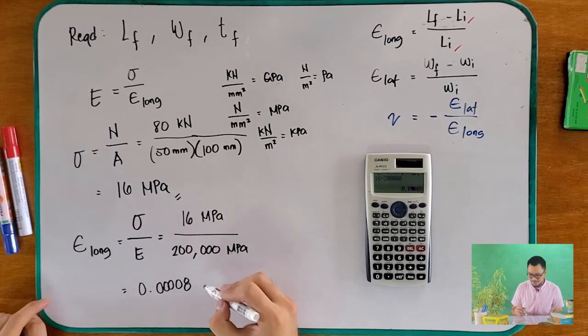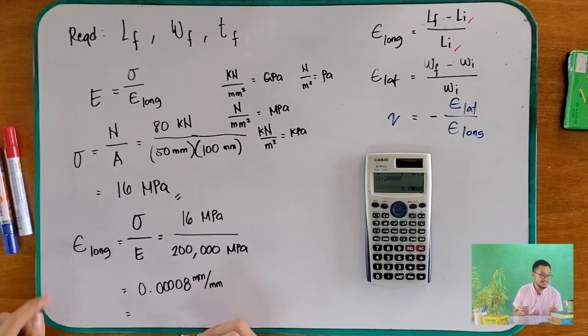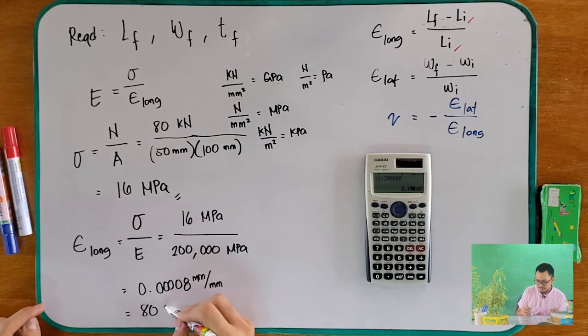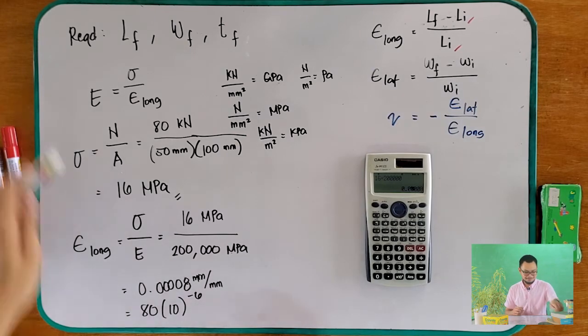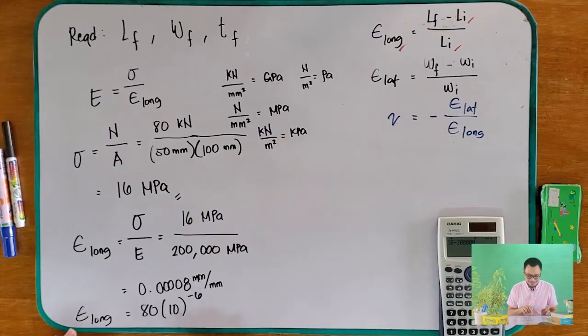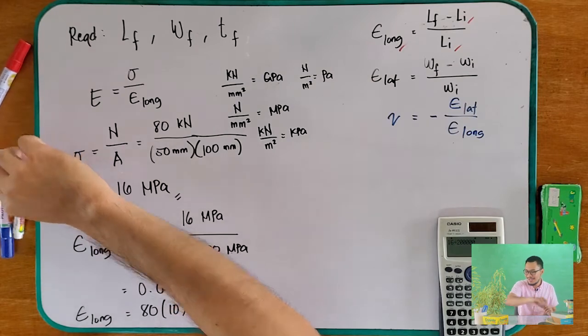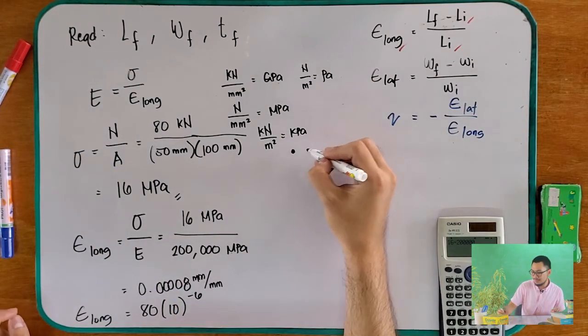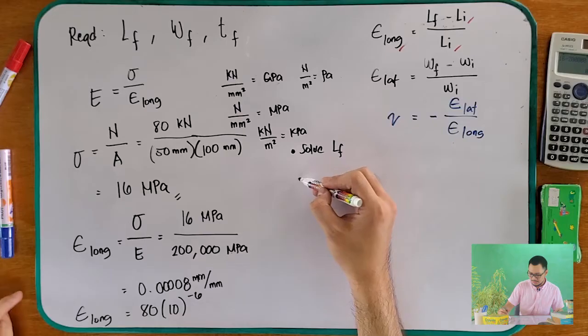And you have here 0.00008 millimeters per millimeter. Or, basically, this is 80 times 10 to the power of negative 6 mm per mm. So now we have the longitudinal strain. We can use this to solve your LF. So, let us solve for LF. We'll just use this equation.